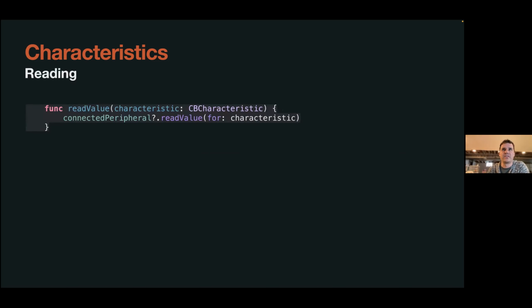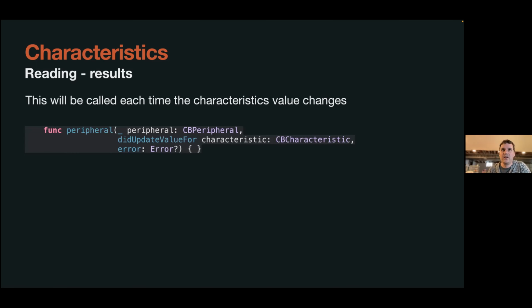Reading is pretty similar also. A read is a one-time operation. Unlike subscribing, where it's like a data stream, with reading you tell it to read a value once and you get a value back. So you call readValueForCharacteristic. Getting the results back is that same callback, actually, didUpdateValueFor. This callback is used for both reading and for notifying.